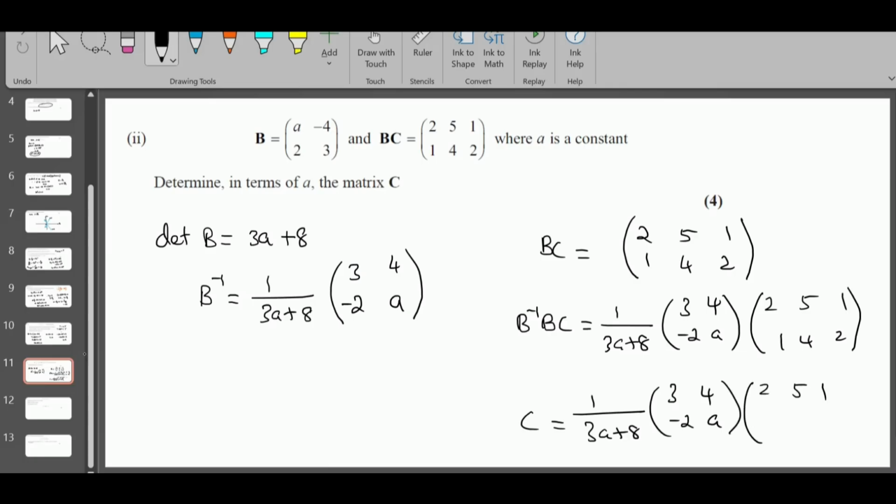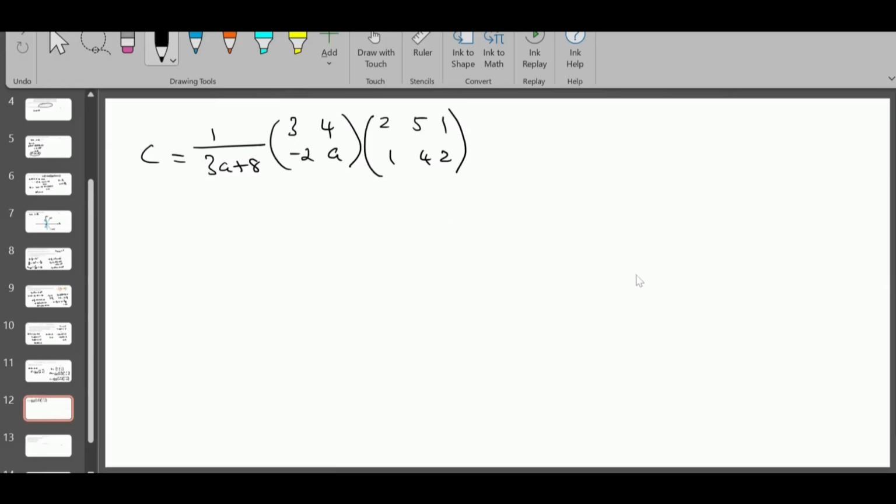Now we just need to use the matrix multiplication to find C in terms of A. So I have moved this here. I'm going to apply matrix multiplication by keeping this 1 over 3A plus 8 outside. Take the first row, multiply by first column, second column, and third column. You should have learned the matrix multiplication first.